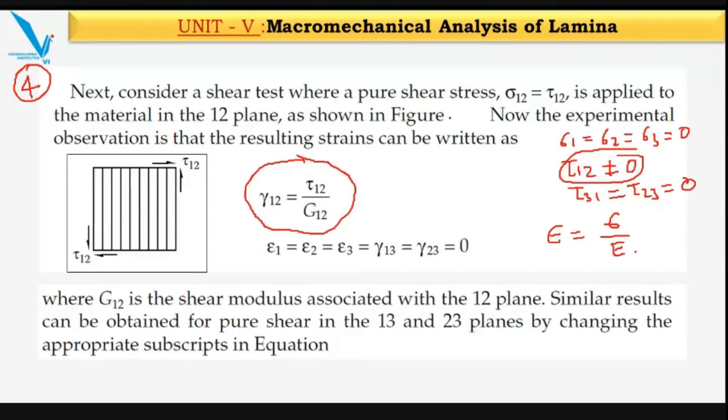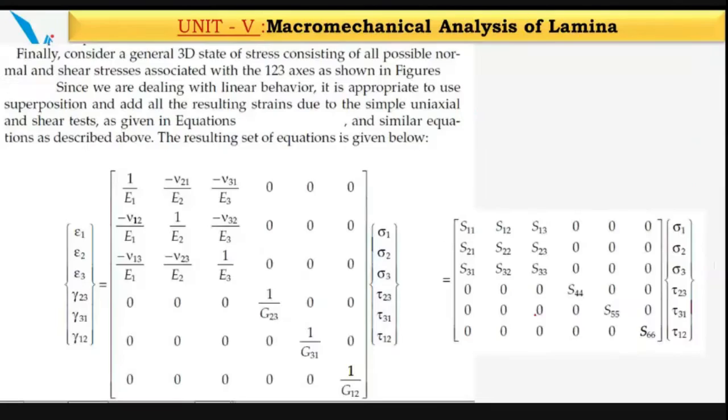Just like this is the Young's modulus, G12 is the shear modulus associated with the plane 1 2. Similar relations you can obtain for the other planes 2 3 and 1 3. In those planes you can obtain the similar relations. After taking all these values, we'll get the final constants.